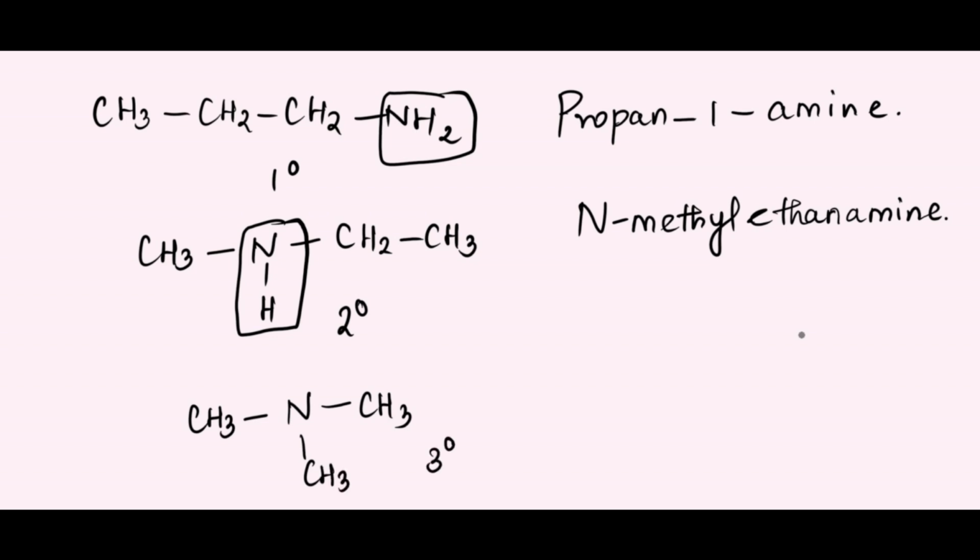The name of this amine is N,N. N refers to this N. So N is having a methyl group, and here N is having 2 methyl groups. One we are taking as a straight chain. So N,N-dimethylmethanamine.